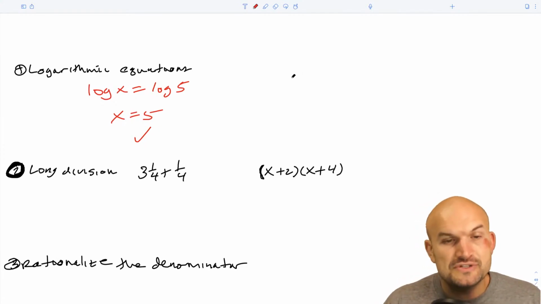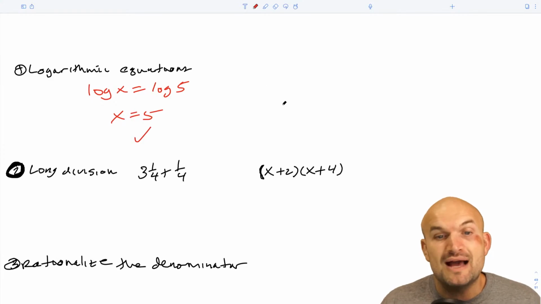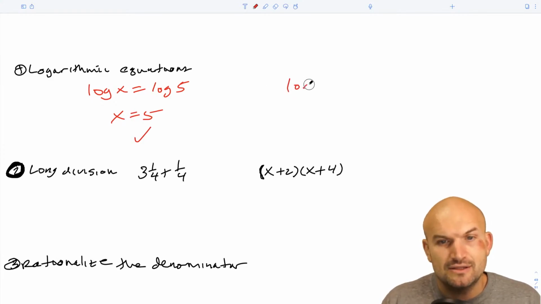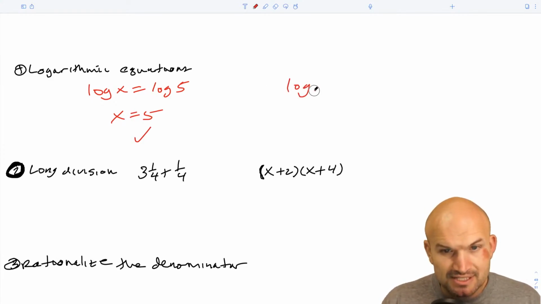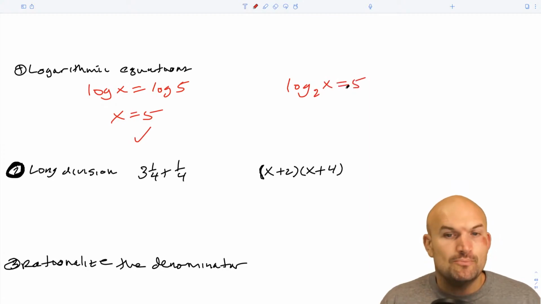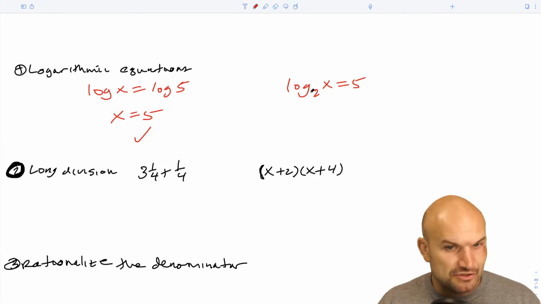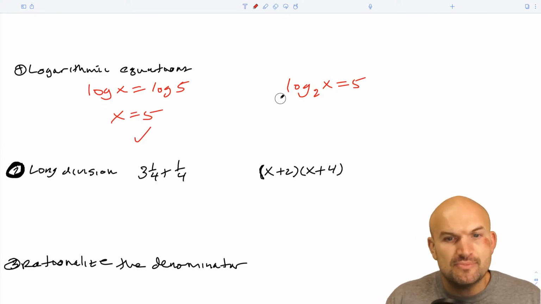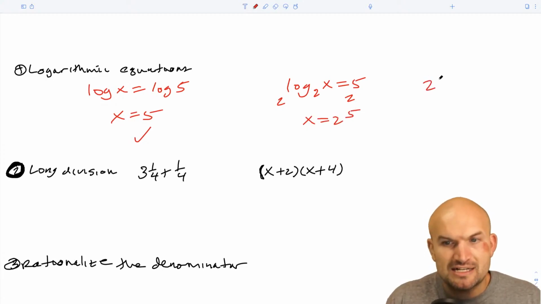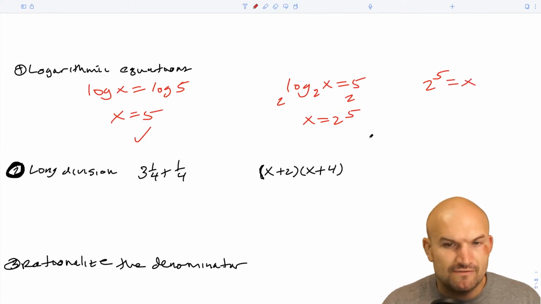Another thing to look for is using the properties of logs or converting them to exponential form. So if I had, let's say, log base 2 of x equals 5, basically you isolate the logarithm and have it equal to a value. Once you can do that, you can use the properties of logarithms to say x equals 2 to the 5th. Or you could just convert this to exponential form.